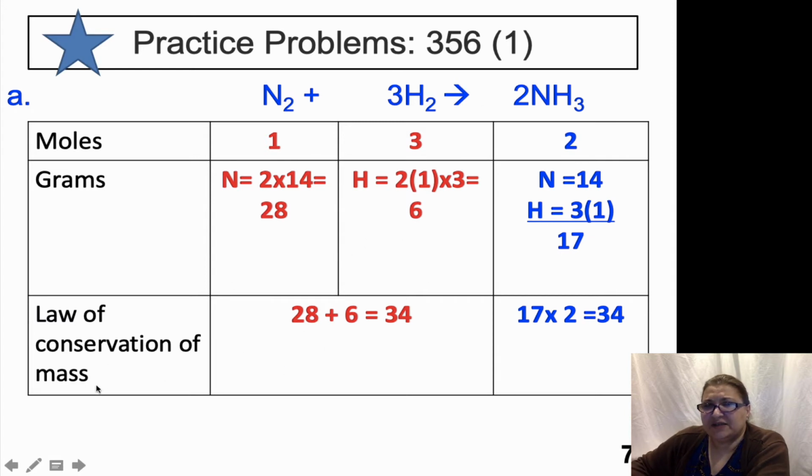For the law of conservation of mass, we add everything on the product side and everything on the reactant side, and they have to be equal. So this is the reactant side and this is the product side, and 34 equals 34. So the law of conservation of mass is being observed. Okay, so we got 34 because we added the hydrogens and the nitrogen, and that's 34. Let's do one more.